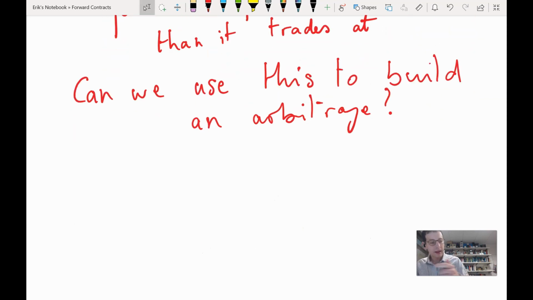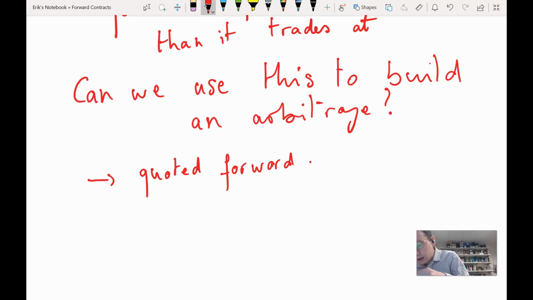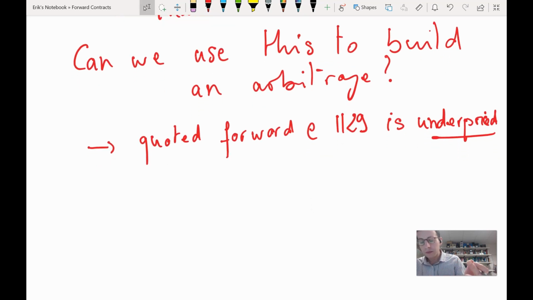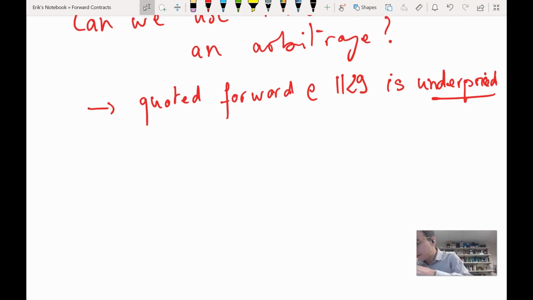Okay, well, let's see. If you want to build an arbitrage, we know that the forward quoted on the market at 1129 is underpriced. What you do with something that's underpriced is you buy it. And how are you going to pay for it? Well, you pay for it by selling the stock, because you think the stock's not that valuable, since the dividend's not that high. So let's just try to build our arbitrage and see where it takes us.